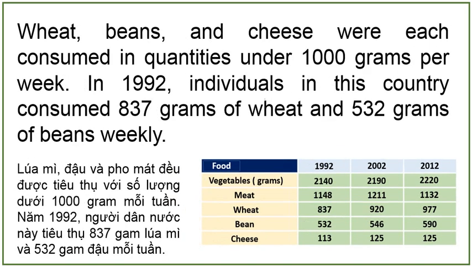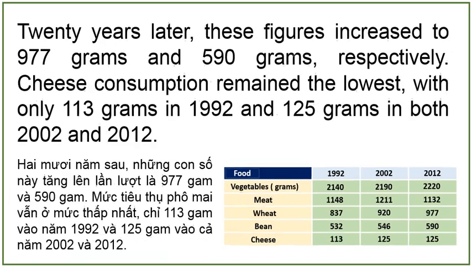Wheat, beans, and cheese were each consumed in quantities under 1,000 grams per week. In 1992, individuals in this country consumed 837 grams of wheat and 532 grams of beans weekly. 20 years later, these figures increased to 977 grams and 590 grams respectively. Cheese consumption remained the lowest, with only 113 grams in 1992 and 125 grams in both 2002 and 2012.